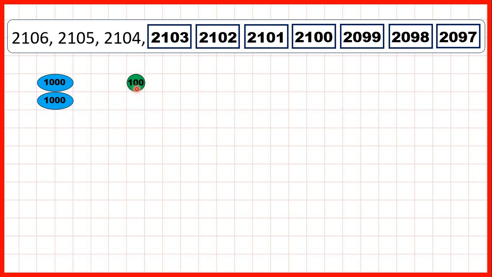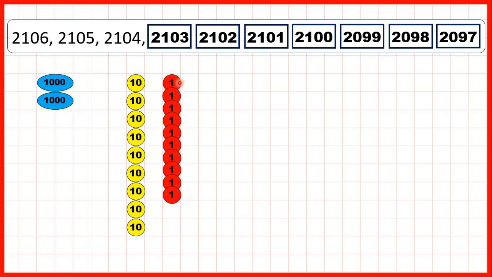to exchange. First, we can exchange our 100 for 10 tens, and then we can take one of those tens and exchange it for 10 ones. And that means that we can continue counting back until we get to 2097. So that's 2 thousands, 0 hundreds, 9 tens, and 7 ones.